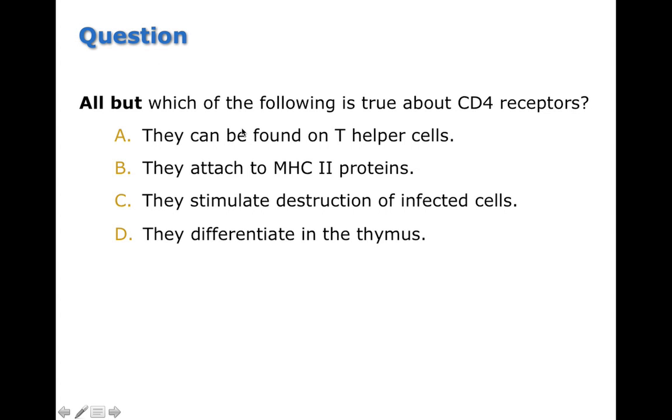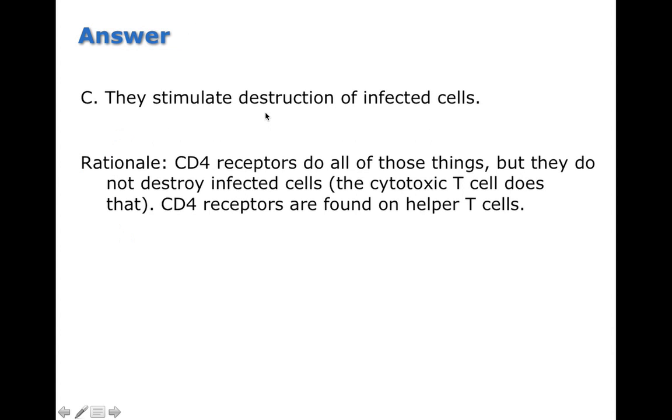This question says, which of the following is true about CD4 receptors? Is it A, they're found on T helper cells? B, they attach to MHC-II proteins? C, they stimulate destruction of infected cells? Or D, they differentiate in the thymus? Well, the answer here is C, they stimulate destruction of infected cells. That's the incorrect statement of those choices, because we said that our T helper cells were CD4 positive. They do not destroy infected cells directly, which is why this is not the correct answer, right? Remember, it's the cytotoxic T cells that destroy the infected cells directly.